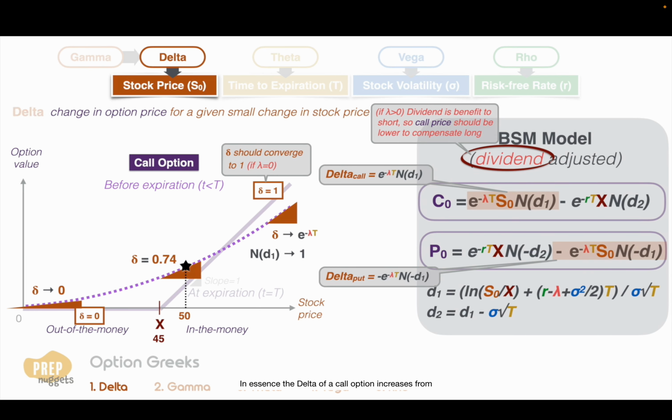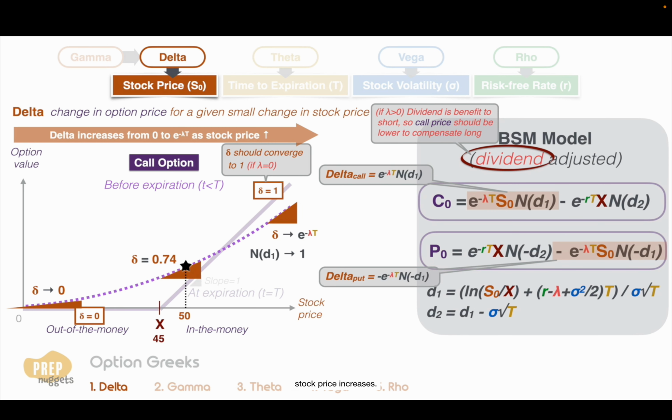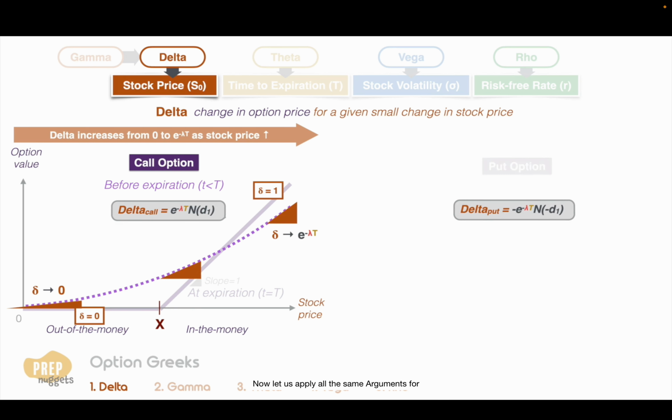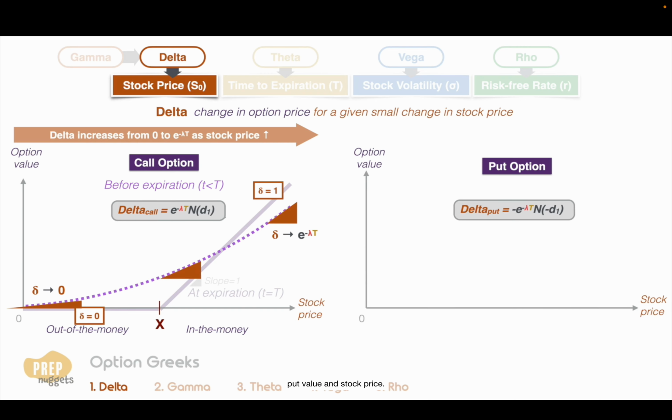In essence, the delta of a call option increases from 0 to the dividend discount factor as the stock price increases. Now let us apply all the same arguments for the delta of the put option. You may want to challenge yourself and draw out the relationship between the put value and stock price.